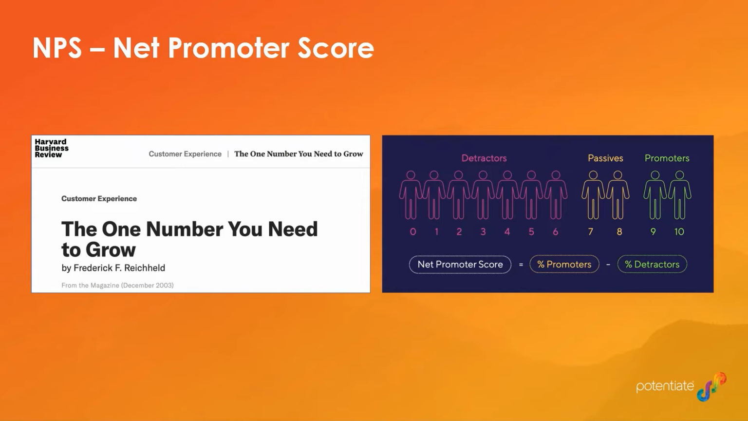And what the NPS does is it takes anybody who says 9 and 10 and it calls them a promoter. Anybody who is a 0 to 6 is a detractor. And the Net Promoter Score is the difference in the percentage of people who were promoters and the percentage of people who were detractors. So we end up with this number.